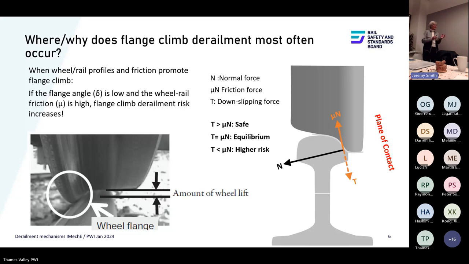So that's why it relates to all of those things, the angle and the friction, and there's a nice picture on the left there of a wheel lifted up. It's off the tread of the rail. It's not yet derailed. It might well drop back the right side, but it's not happy.